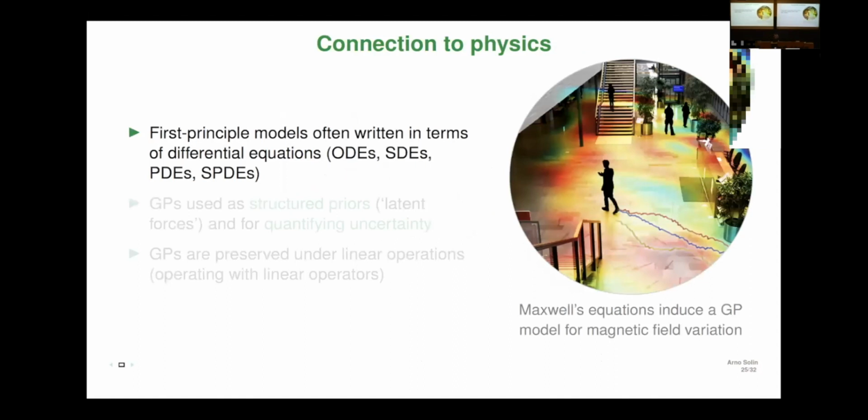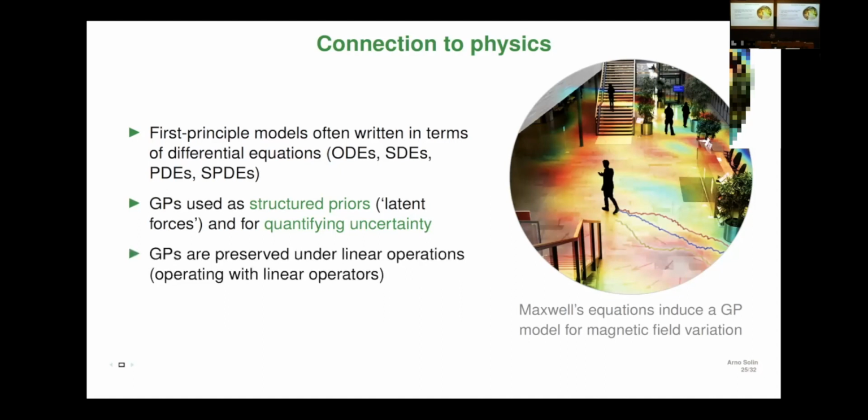There's also a lot of connection to physics. Why? For several reasons. Often in physics, you represent your knowledge about problems as differential equations, be that ordinary differential equations, or stochastic differential equations, or partial differential equations, or stochastic partial differential equations. But anyway, differential equations model change. And GPs can often be used as structured priors, to model latent forces, kind of invisible hands that move things around, or for quantifying uncertainty in these models.